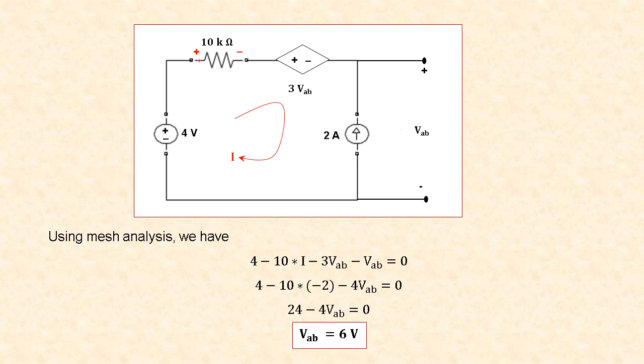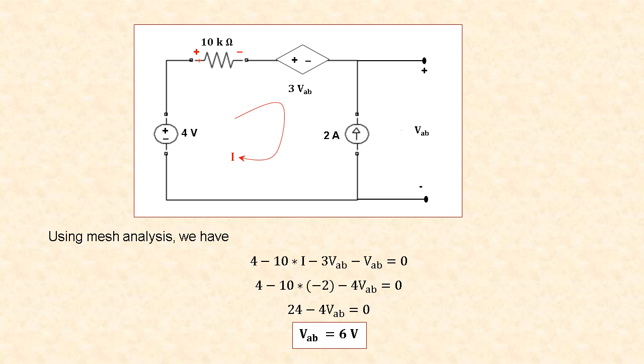Now applying Kirchhoff's voltage law, we have 4 minus 10 into I minus 3 VAB minus VAB is equal to 0. Here the voltage across 2 amps is VAB. Since it is a drop, we are taking it as minus. That is, as we move from the direction of current, we go from plus to minus.